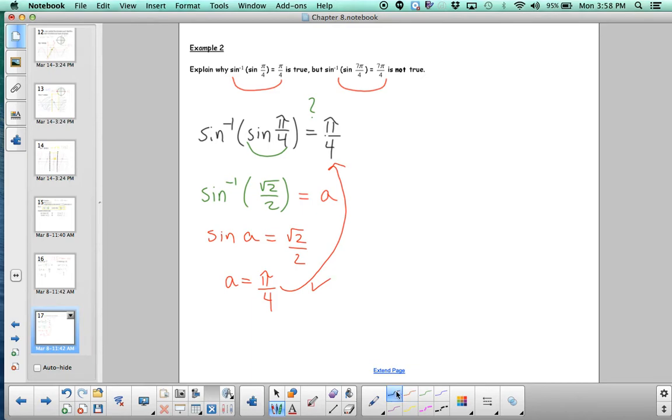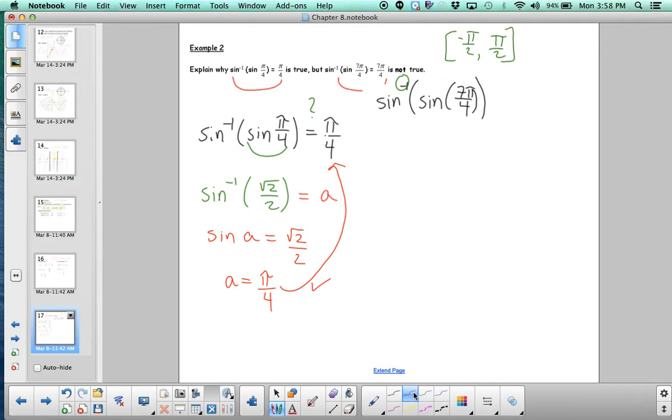And now let's look at the next example. We're trying to figure out why it's not true. So we've got the sine of 7π/4. Okay, so first of all, you need to notice that we're dealing with this. And when we're dealing with that, you know you're going to have a domain restriction. And that domain restriction is -π/2 to π/2.